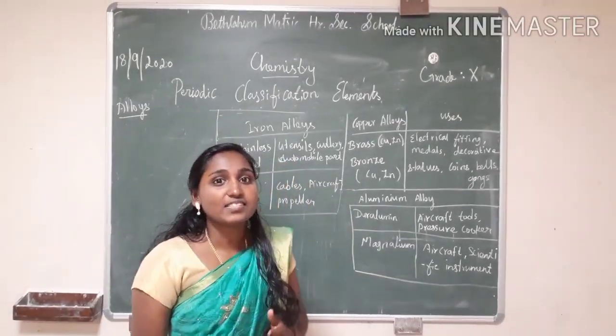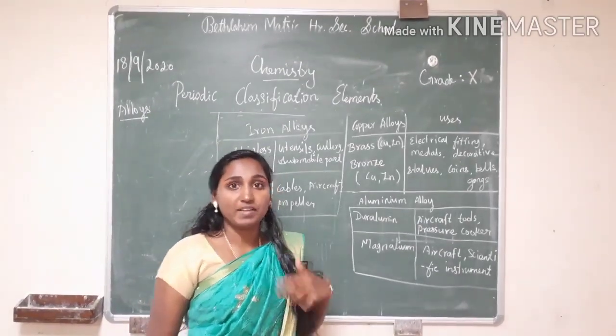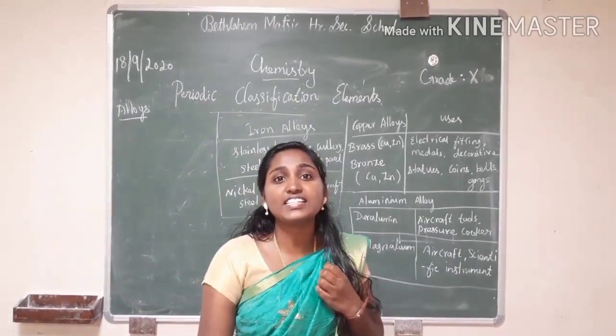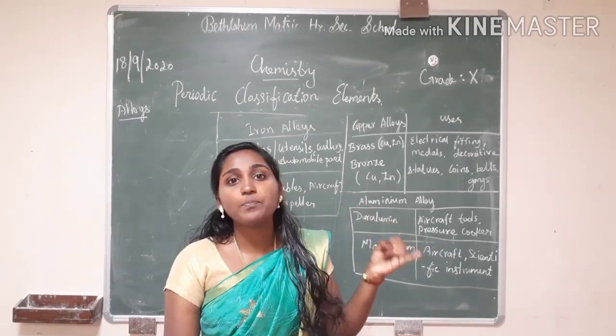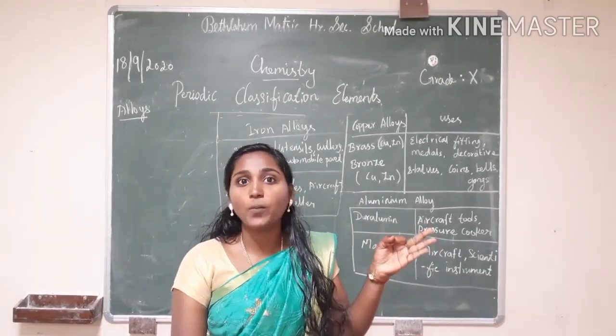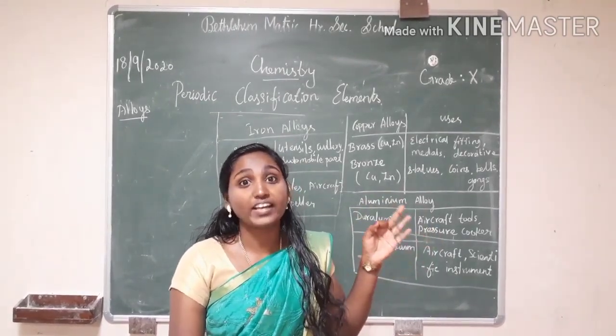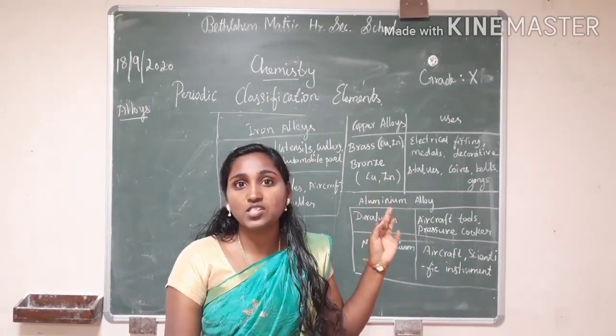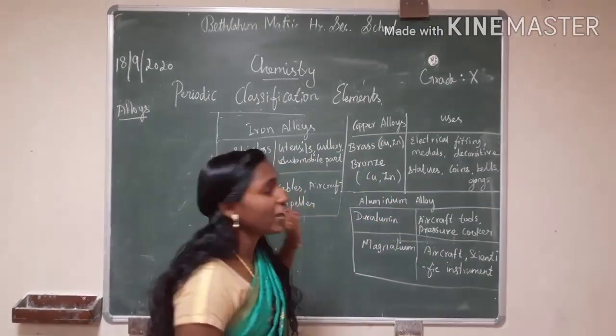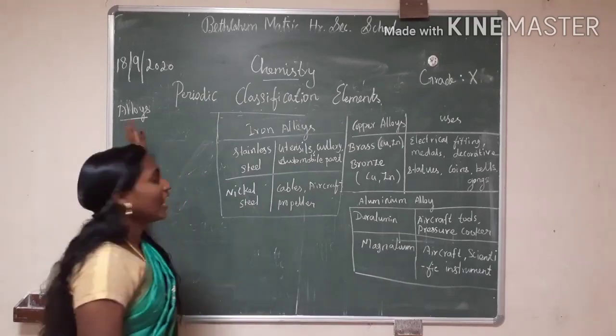In the last class we discussed a lot of metals, right? What are the metals we discussed? That is aluminium, copper and iron. I hope you studied these questions. Here aluminium is an important question, so study well. Today we are going to study alloys.